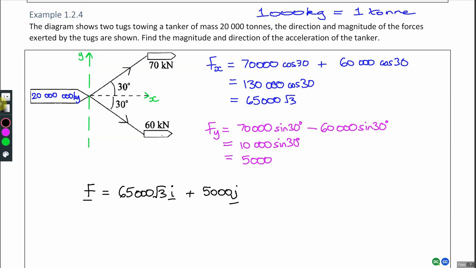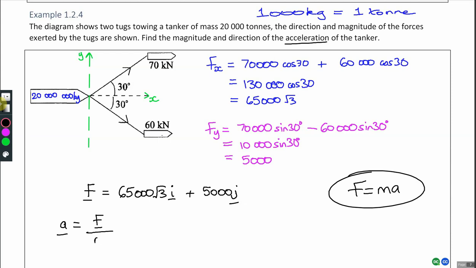Now we want to find the magnitude and direction, not of the resultant force, but of the acceleration of the tanker. So think what we've got. We've got the resultant force. We're trying to find the acceleration. So if we just had the mass, then we can use Newton's second law, F equals ma, and that will give us everything that we need. And of course we do have the mass of the tanker. So the acceleration, which is also a vector, will be the force, which is a vector, divided by the mass, which isn't a vector. So I've underlined force and acceleration because they are both vectors.